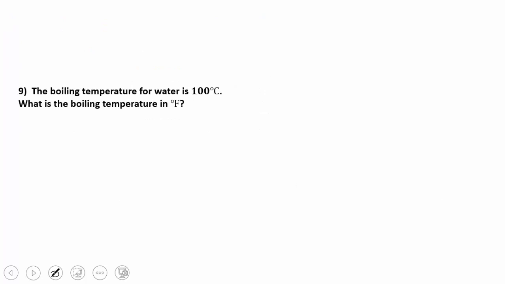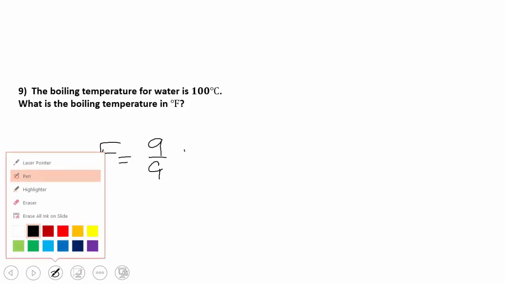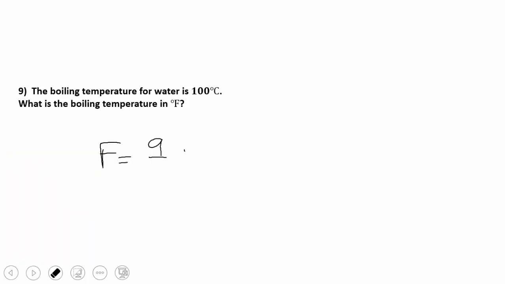As we go here, because it says the boiling temperature for water is 100 degrees Celsius. What is the boiling temperature in Fahrenheit? You may already know it, and if you do, we're going to prove if it's true. Because we know Fahrenheit is equal to 9/5 times Celsius, and then we're going to add 32.